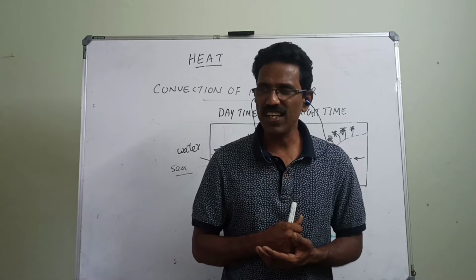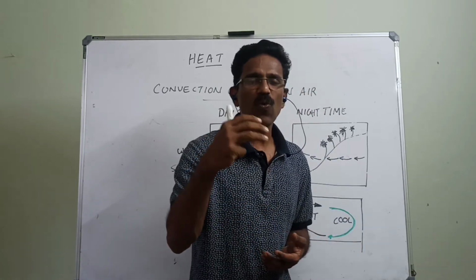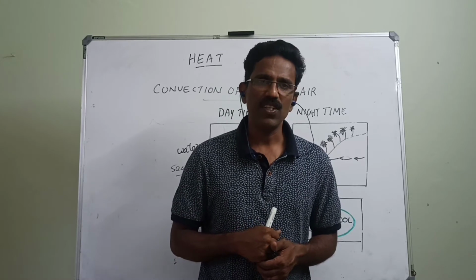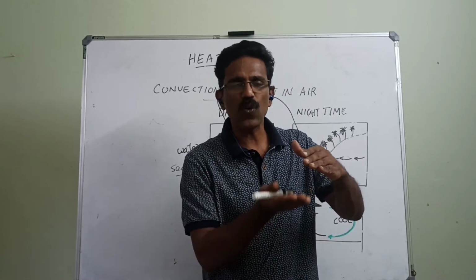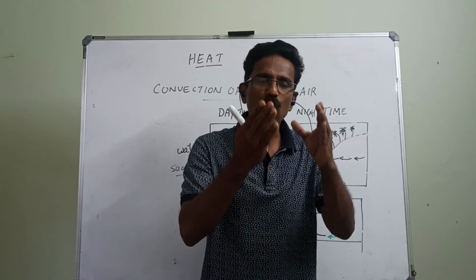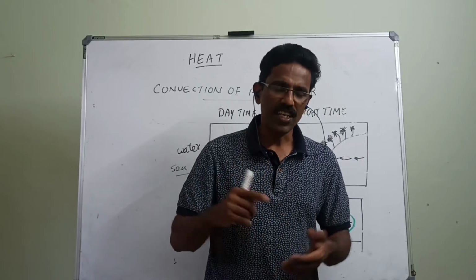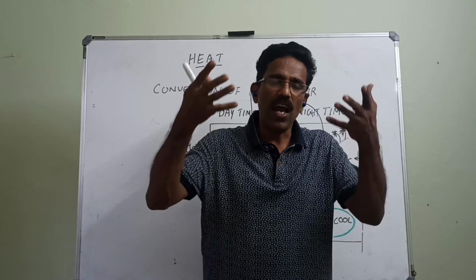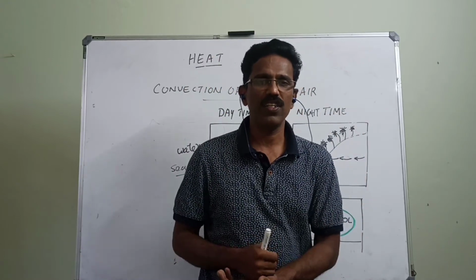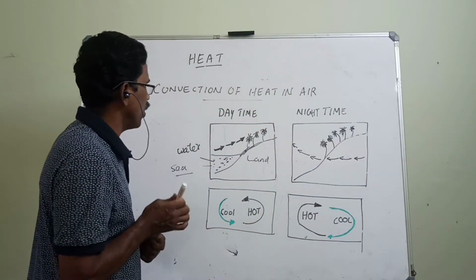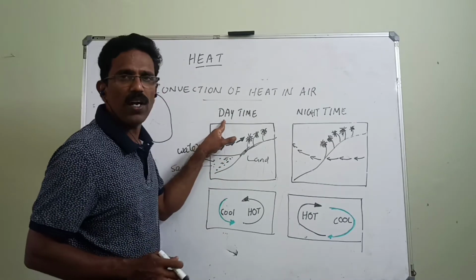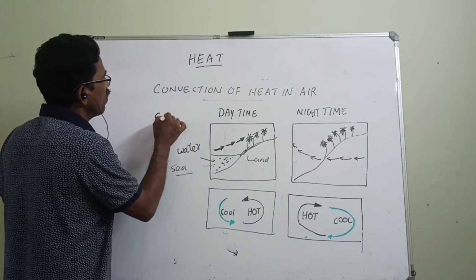There is a difference in the heating nature of water and land. Water heats up slowly and cools down slowly, but land heats up quickly and cools down quickly. So because of this condition, what happens in the daytime? Daytime there is sunlight.